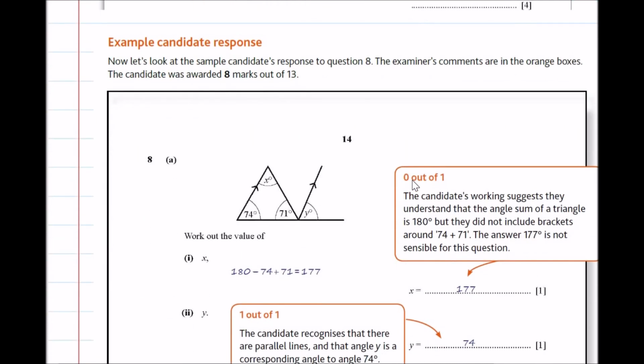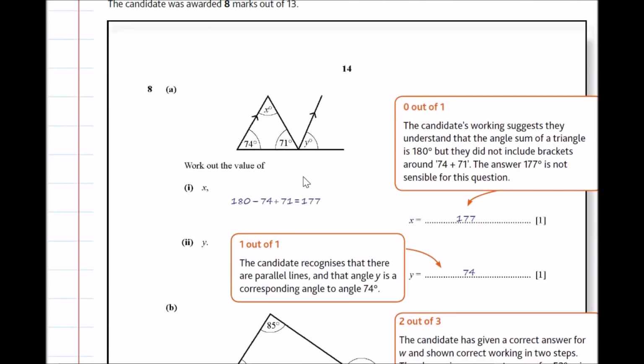Now let us see an example candidate response. It was answered by one of the students in the board exam, and let us see how it looks and how he can improve, where he got the marks and where he lost the marks. Okay, so, the same question we discussed above. Work out the value of x. So what he did: 180 minus 74 plus 71 equal to 177.